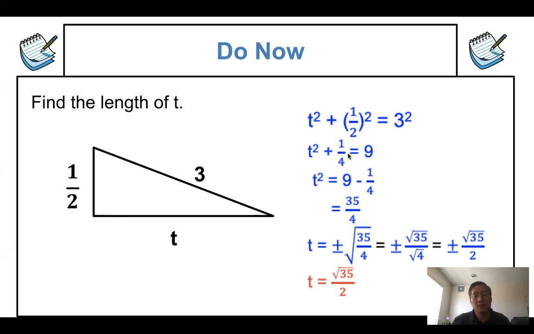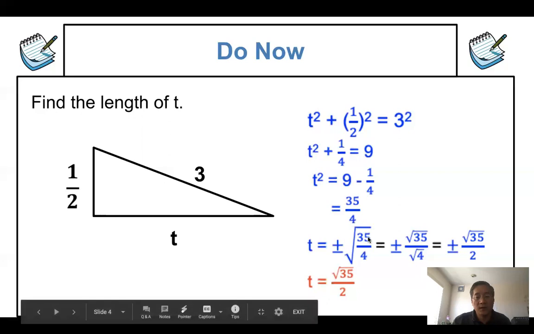So half squared is 1 over 4. And then if you subtract, you move it here. Then 9 minus 1 over 4 is 35 over 4, right? But t squared is this. To remove the power of 2, what should you do? You do the square root to both sides, right? Then if you do the square root, t squared becomes t, and here square root of 35 over 4.